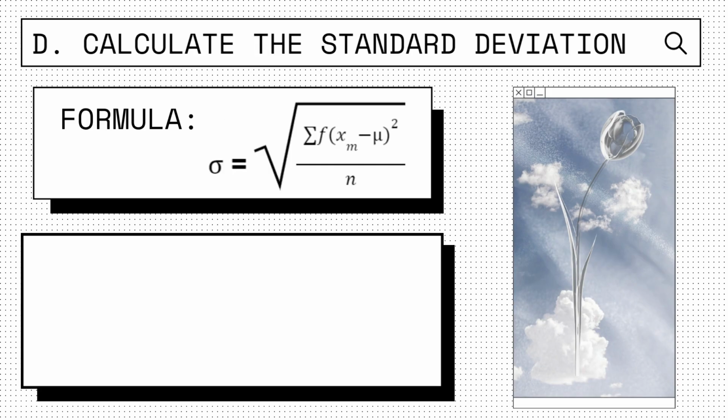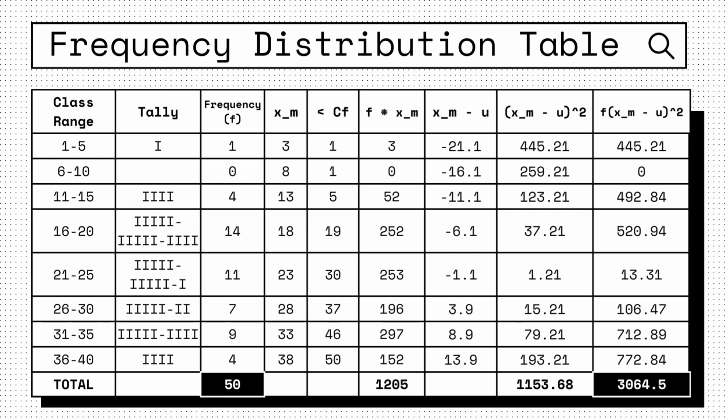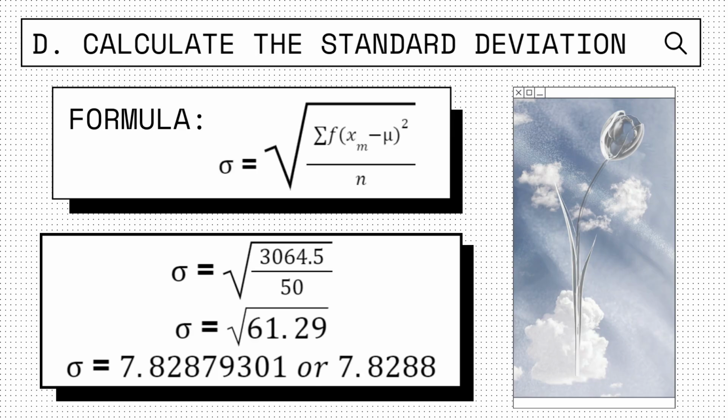Now, we must calculate the standard deviation, and we're going to use the formula square root of the summation of f times x sub m minus mean squared, all over n. According to the frequency distribution table, the summation of f times x sub m minus mean squared is 3064.5, and n is 50. Now we're going to apply these to our formula, in which we will get 7.82879301 or 7.8288 if rounded off to 4 decimal places. And this will be our standard deviation.